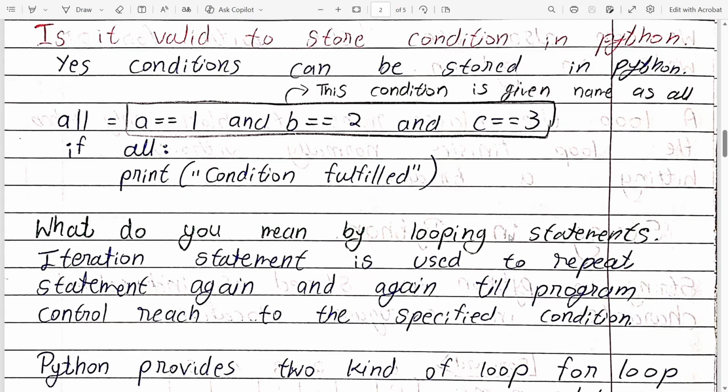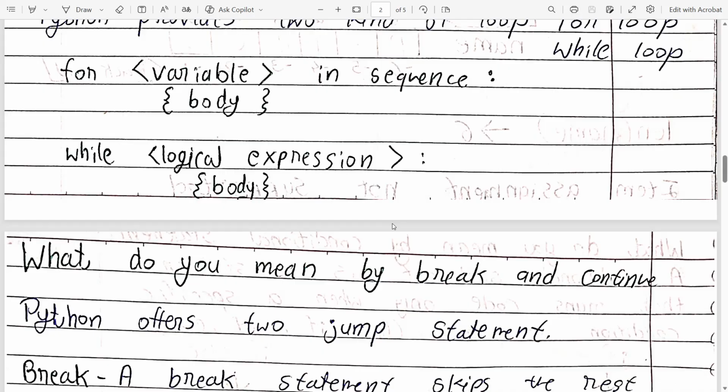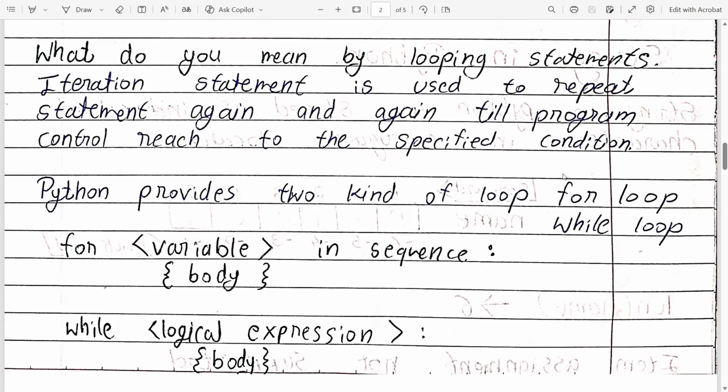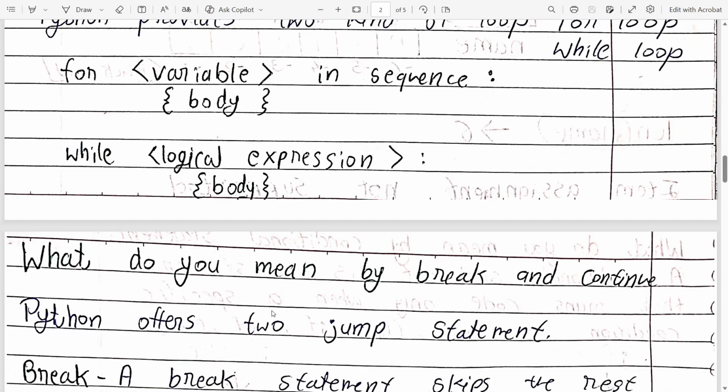What do you mean by looping statement? An iteration statement is used to repeat a statement again and again till the program control reaches the specified condition. These are known as looping statements. Python mainly provides two types of loops, for loop and while loop. For variable in sequence and body, this is the syntax of for loop. While logical expression and body of while loop, this is the syntax of while loop.